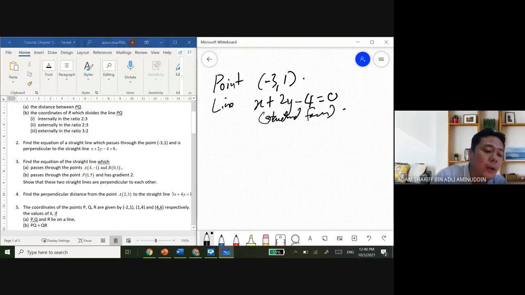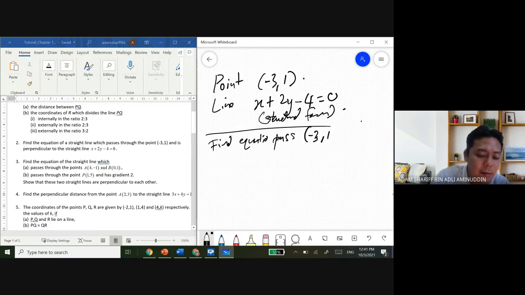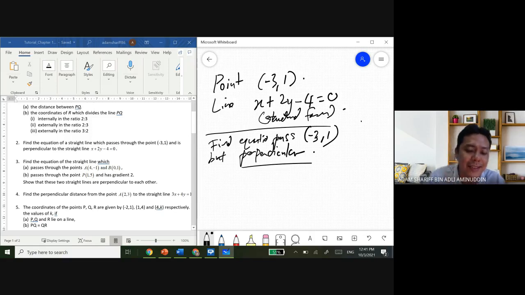So, apa yang soalan ni nak? Find equation pass -3, 1 but perpendicular. So, macam mana kita nak derive kat sini equation that pass -3, 1 but perpendicular to this line?